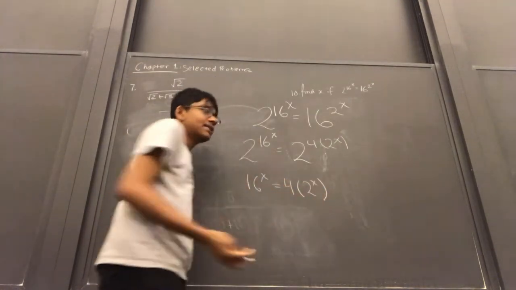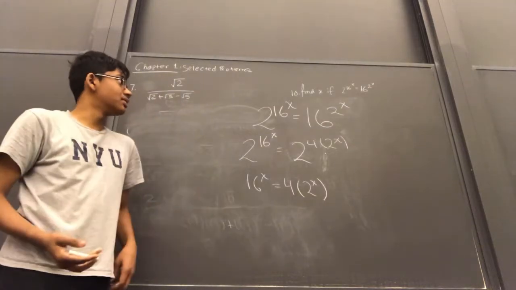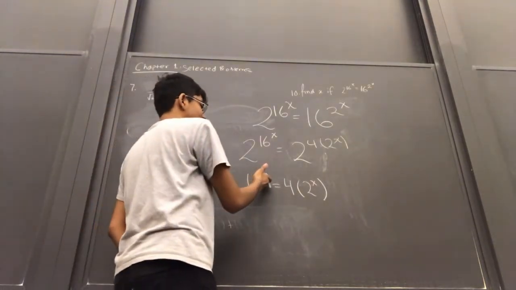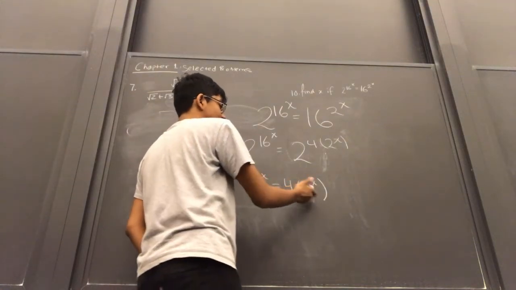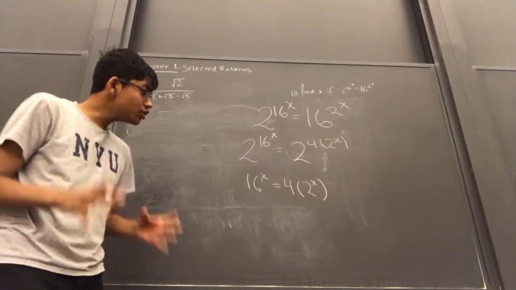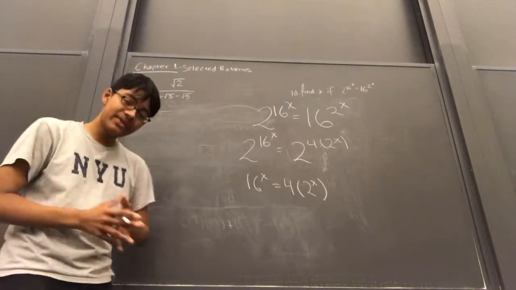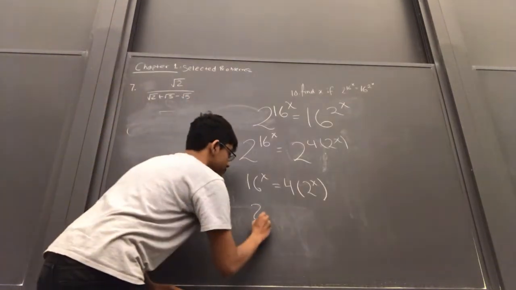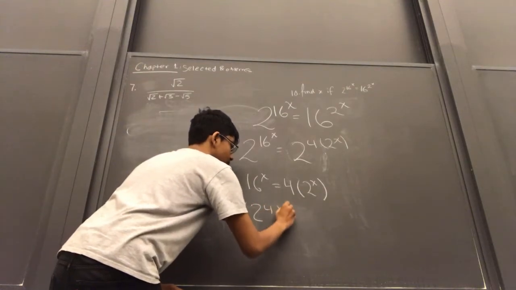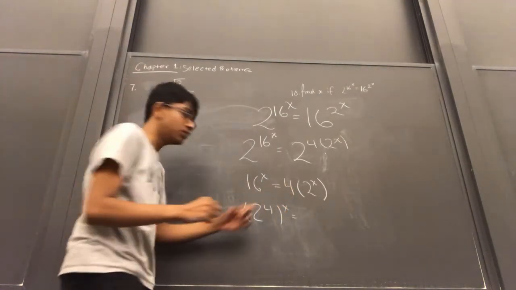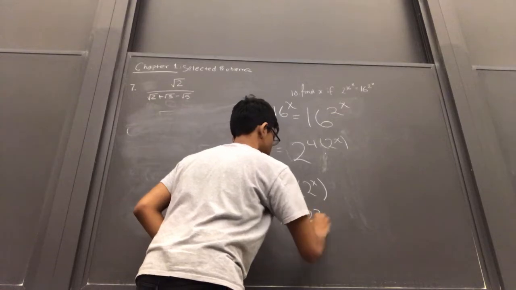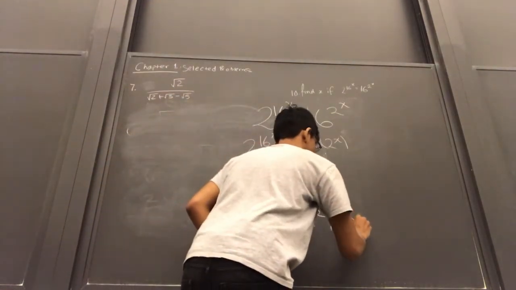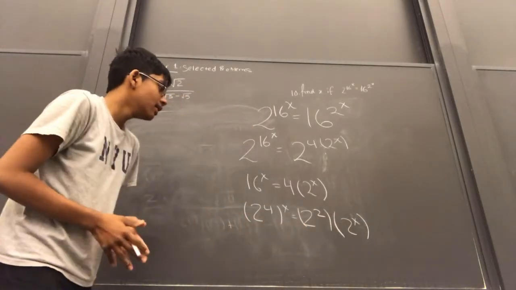Now at this point you realize that the rabbit hole goes even deeper. It's an exponent problem within an exponent problem. So you have 16 raised to the x is equal to 4 times 2 to the x. Now the good thing about this problem is that you see everything is a power of 2. 16 is a power of 2. 4 is a power of 2. And of course 2 raised to the x is expressed as a power of 2.